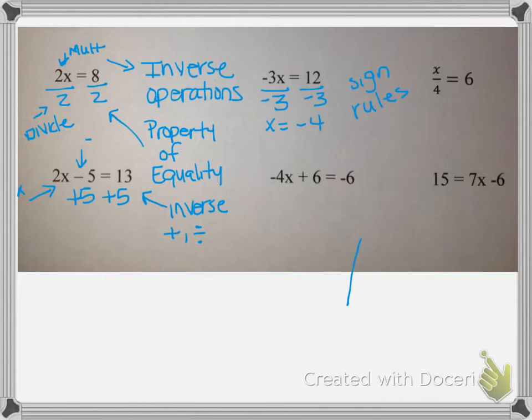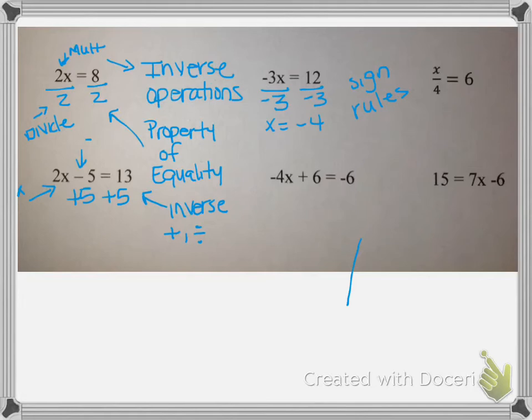Now, there are times when you might want to divide first, and that's fine. But if I divide by 2 first here, I'm going to have to divide the 5 by 2 and the 13 by 2, which those don't result in integers. They will get fractions, which makes my problem a little more complicated. So the best first step here is actually to add 5.